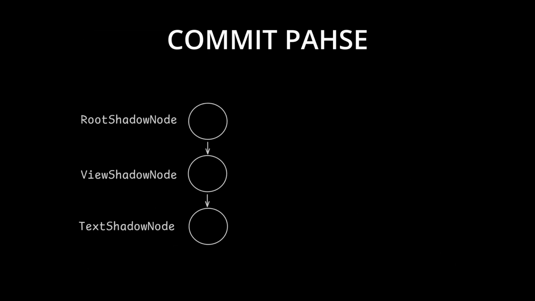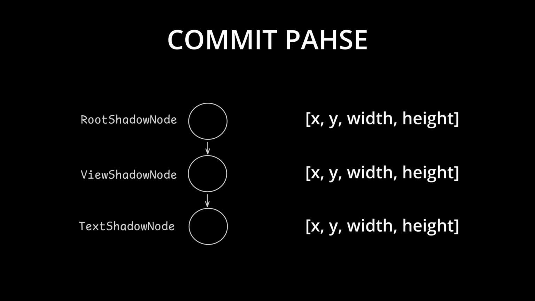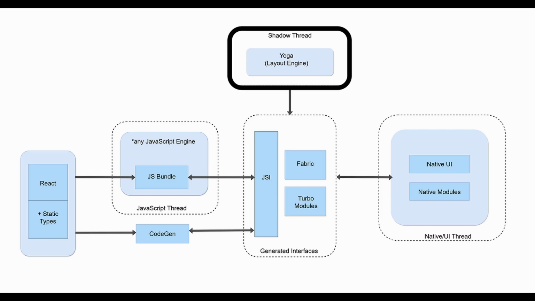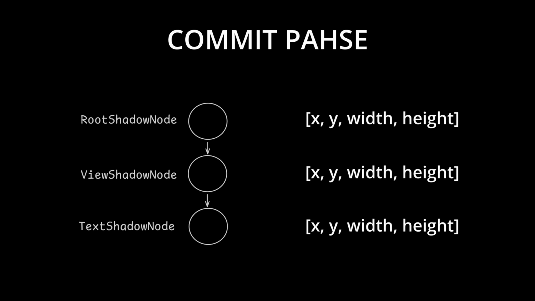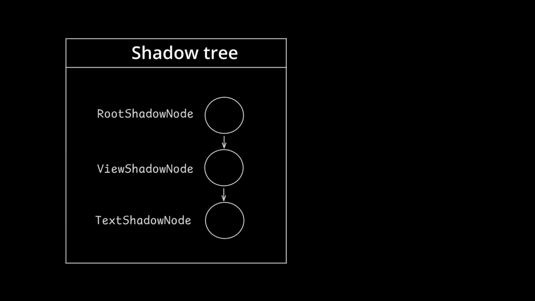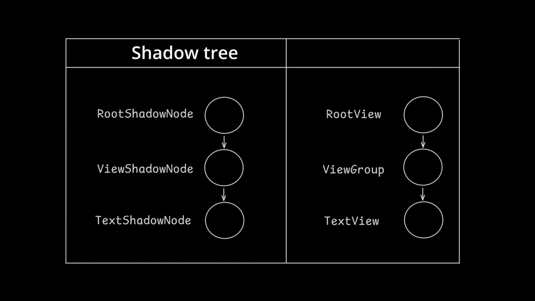In this phase, layout calculations for each node in the shadow tree are carried out. This means properties like height, width, and position are calculated using the Yoga engine. These calculations are done mostly in the C++ layer on the shadow thread. Once all the calculations are done, the shadow tree is considered complete for rendering and is promoted into the mount phase. In this final phase, the shadow tree is converted into a host view tree.